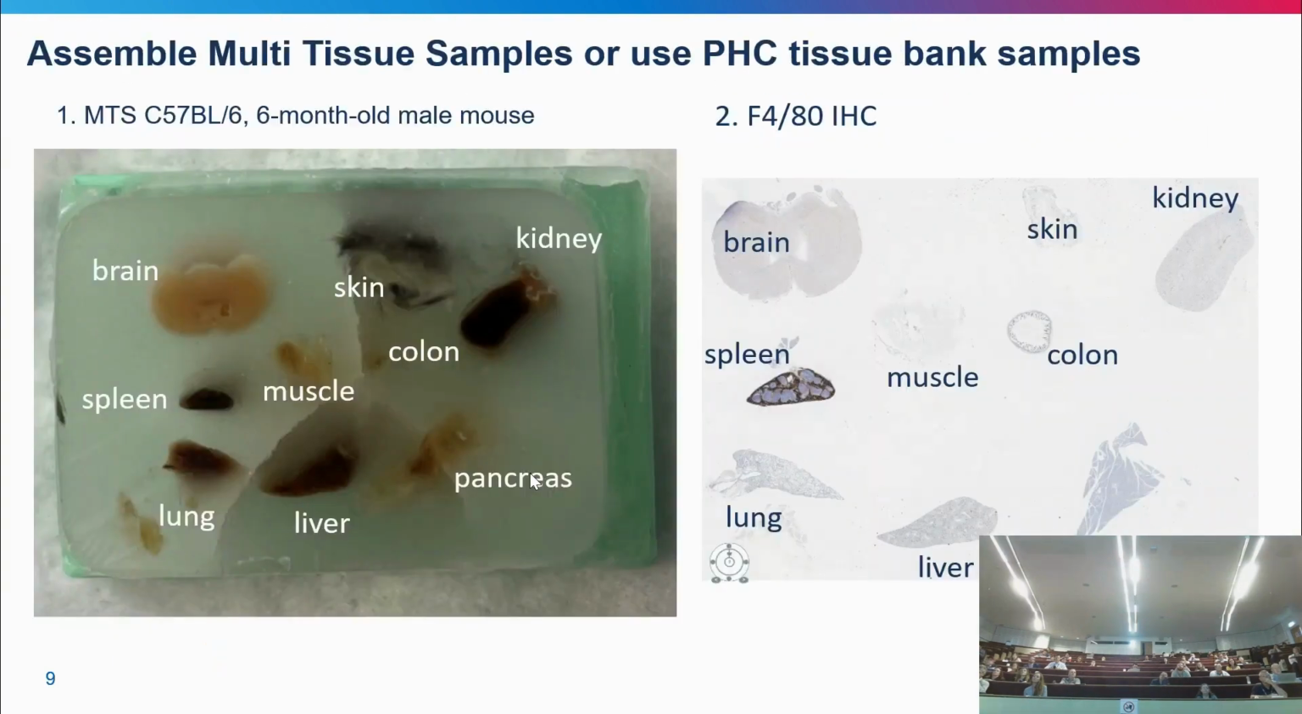So when they are selected, we literally put them in one block. We have a luxury because the mouse is small, so we can literally combine the large tissues and have all this diversity and complexity of each tissue on one slide.